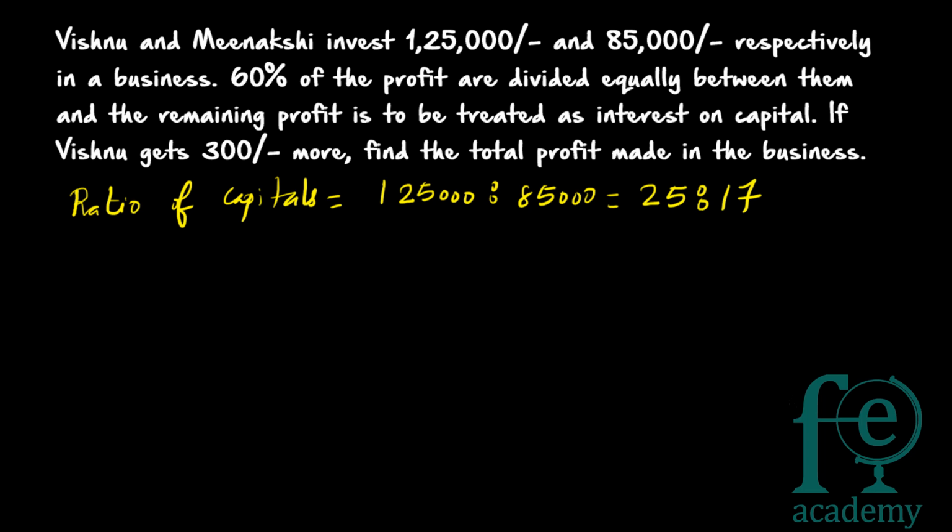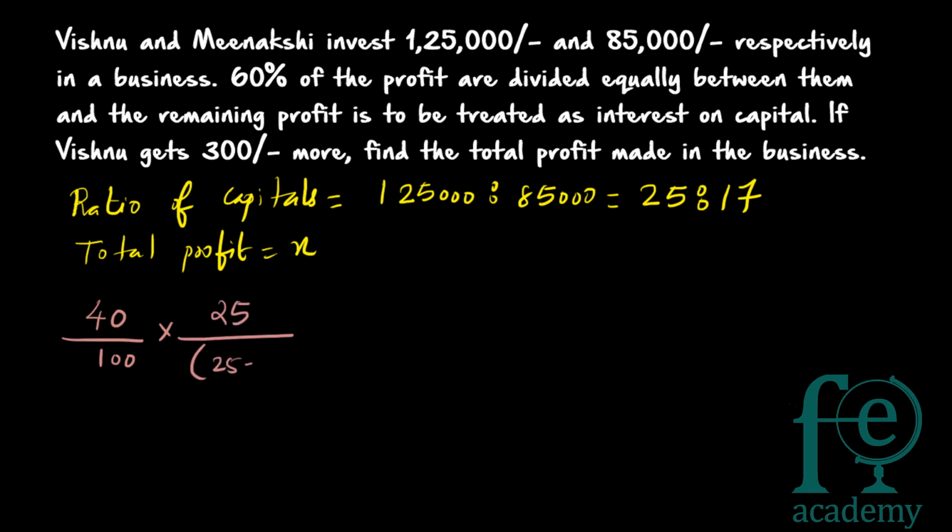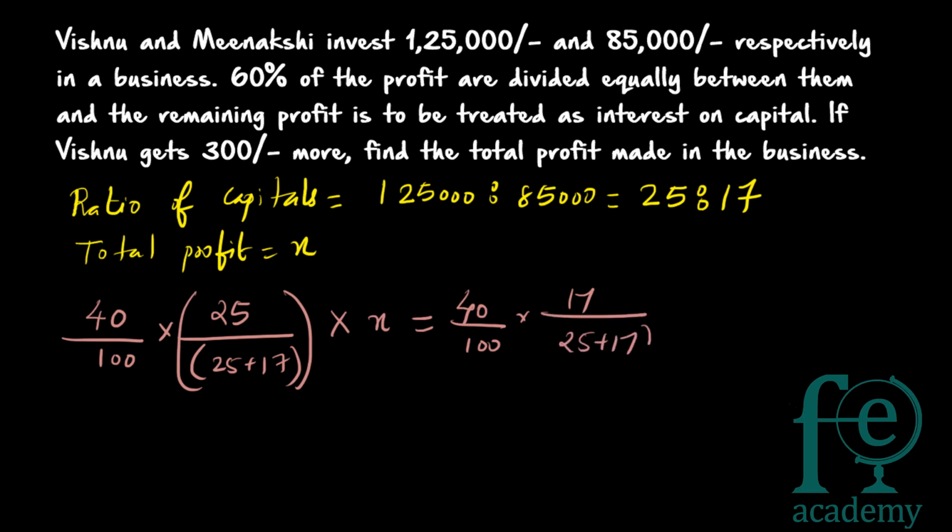Okay. So how can you write the formula? Let the total profit be X. So you can say Vishnu is getting 300 more. So Vishnu's profit will be equal to 40% of, what is the ratio? 25 is to 17. So Vishnu will be getting 25 parts out of 25 plus 17. So 25 by 25 plus 17 into X is Vishnu's profit, and Meenakshi's profit will be 40% of 17 divided by 25 plus 17 of X, plus 300. Vishnu is getting 300 more than Meenakshi. So Meenakshi's profit plus 300 will give you Vishnu's profit.